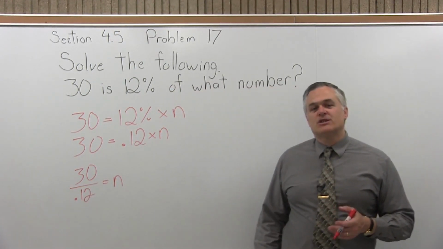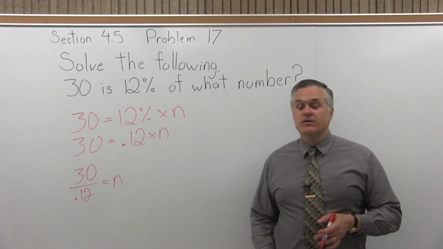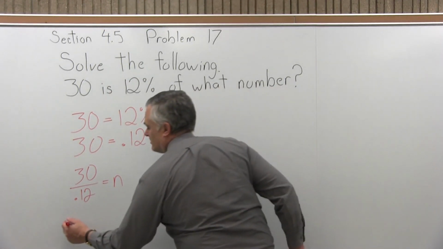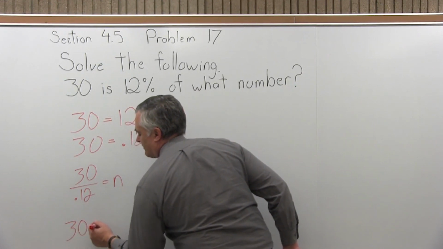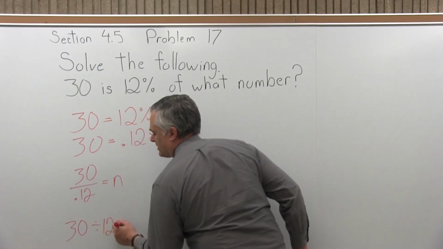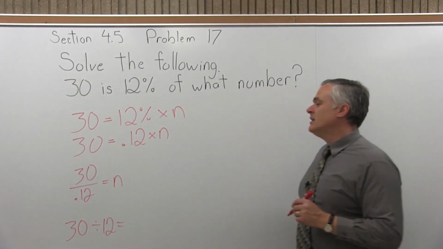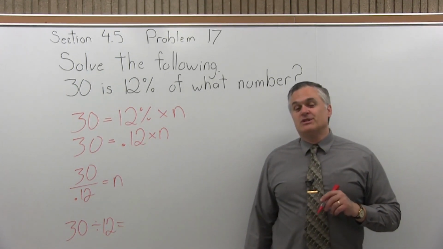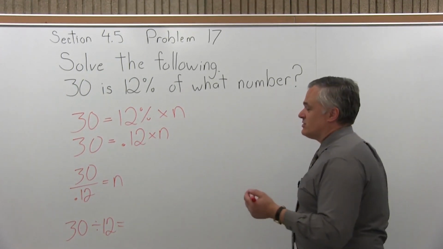Now, if this is a class where your teacher will allow you to use a calculator, on the calculator you do the numerator of 30 divided by the denominator, in this case 0.12, equals, and you'll get your answer. Now, if you have a class where the teacher will not allow you to use a calculator, you just do it the long way.